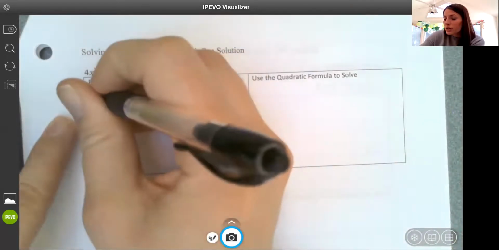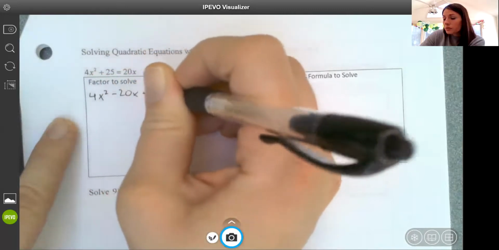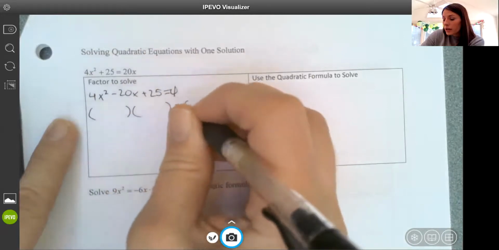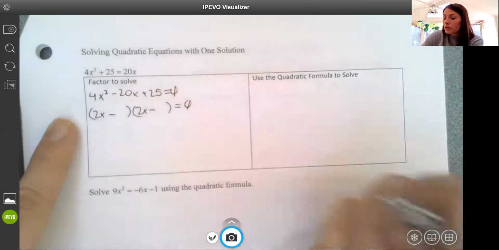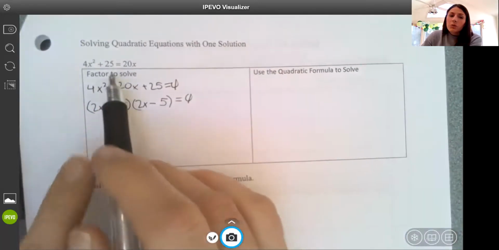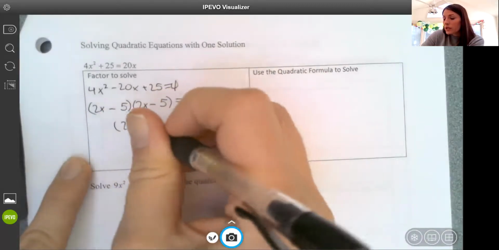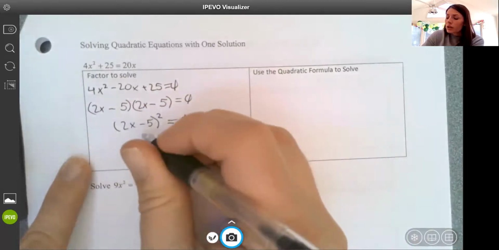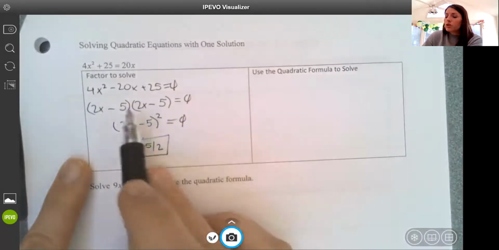If I were to factor to solve, first of all, I have to get it set equal to 0. And then factoring this quadratic, positive c value, negative middle term, I'm going to have 5 and 5. So when I'm factoring to solve and it's a single solution, that's when I have the same parenthesis twice, or I have (2x - 5) squared. So I only have one solution, x equals 5/2. I have one solution twice.